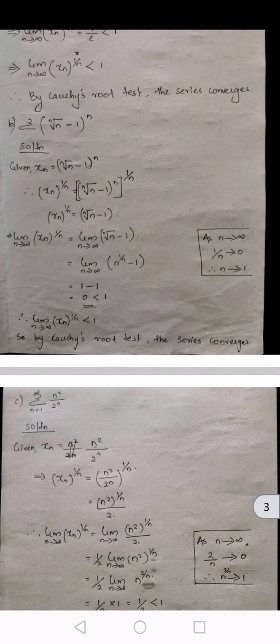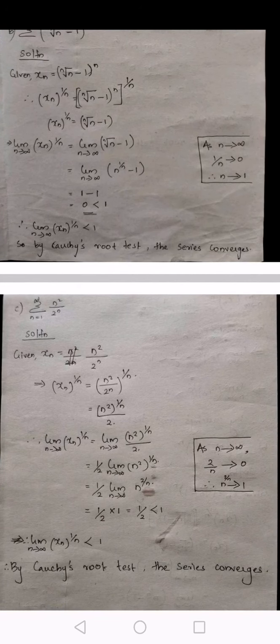0 is always less than 1. So limit n tends to infinity xn raised to 1 by n is less than 1. That is the condition for convergence. So by Cauchy's root test, the series is convergent.